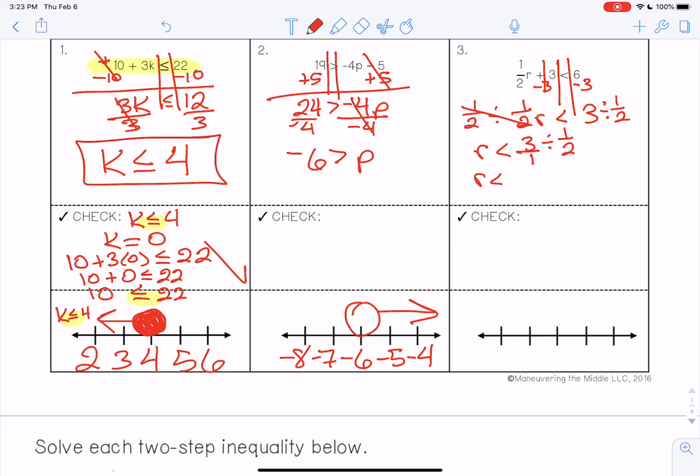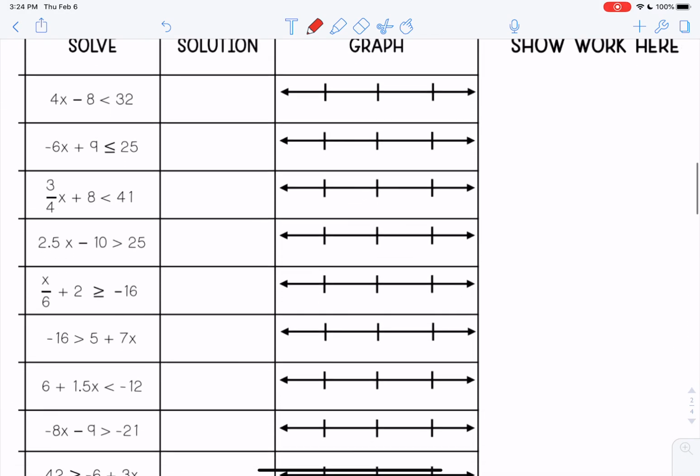So that's going to be r is less than 3 over 1. We're going to keep that, change the sign of multiplication, flip the other sign, and we end up with r is less than 6. Put 6 in the middle with a couple numbers bigger, a couple numbers smaller, put the bubble on the 6. There is no "or equal" sign on the symbol, it's just less than, so we leave the bubble open and the arrow is going to point towards all the numbers smaller than 6 because r is less than 6. All right, moving on.